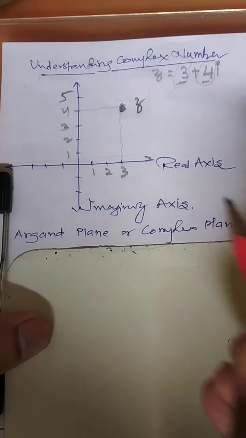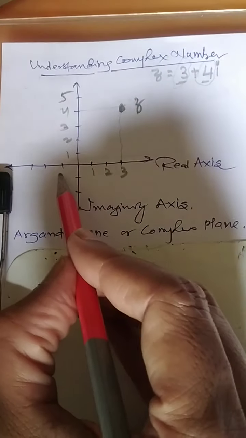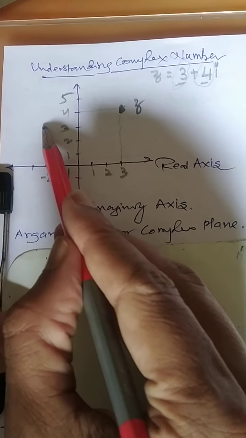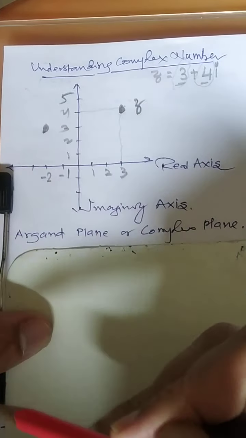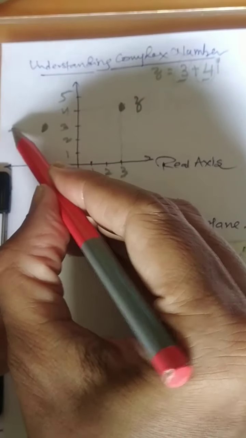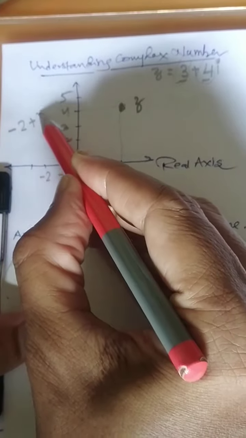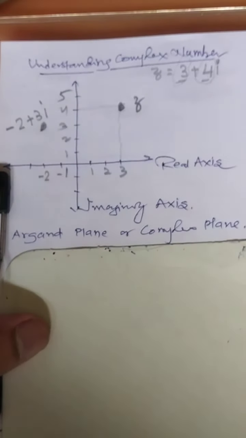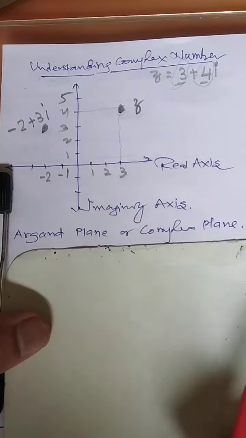Suppose on this side it will be minus 1, over here it is minus 2, and I am asking about this point. Can you tell me what this point will be? It will be minus 2 plus 3i. So if anyone asks you to plot the given point on a complex plane, this is the method of plotting the complex number.